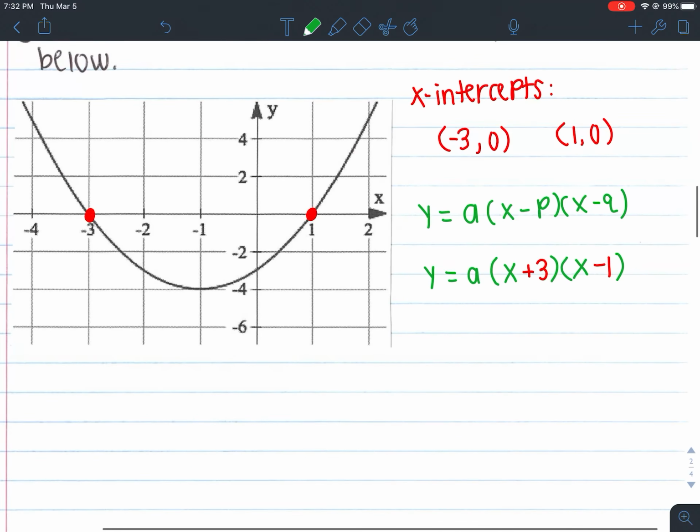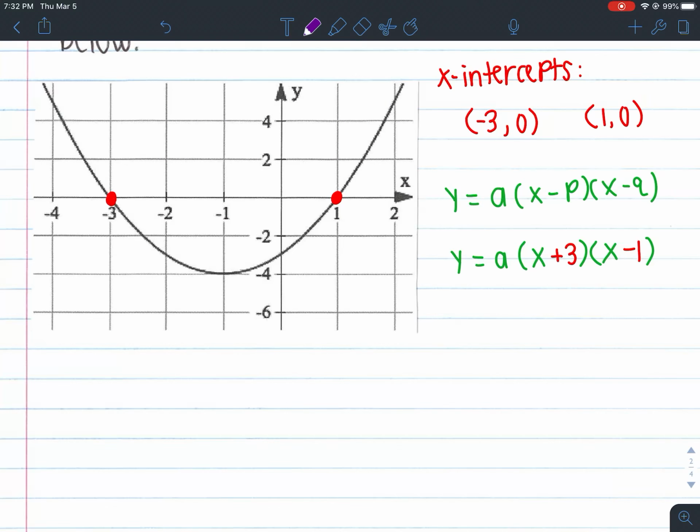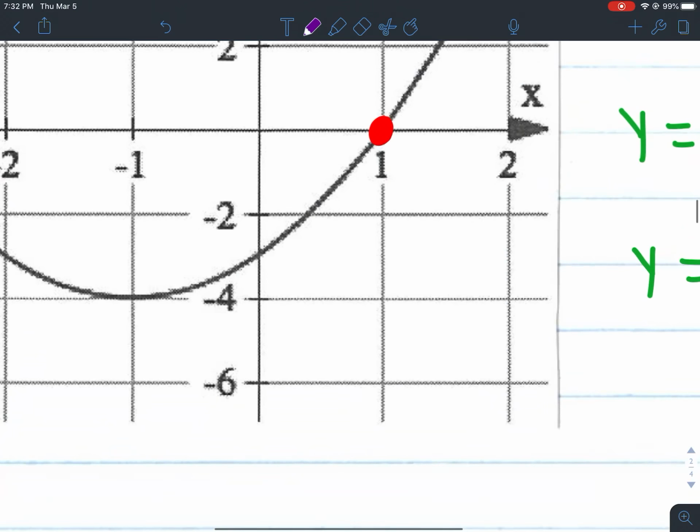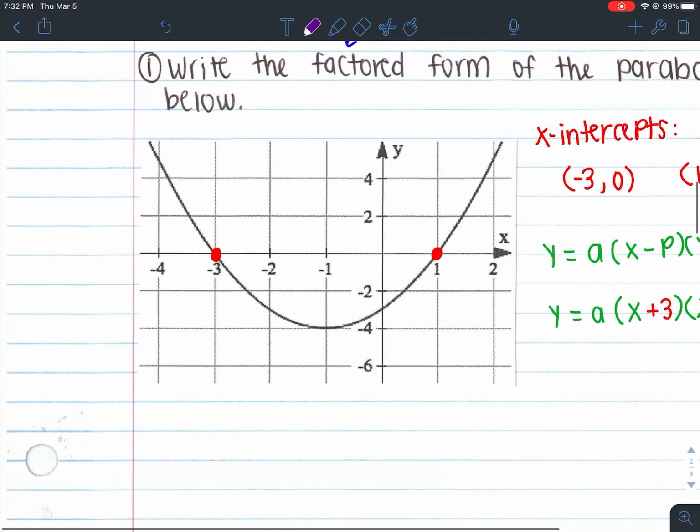So how do I figure out what my A value is? Well, it's going to be very similar, except they didn't give you a point and you have to go find a point. Okay, so let's go find a clean point on this graph. And what I mean by clean point is I don't want to pick this point because I don't know what the coordinates are for that point, right? I want to pick something that's nice. And typically, the nice points are either going to be your y-intercept or your vertex.